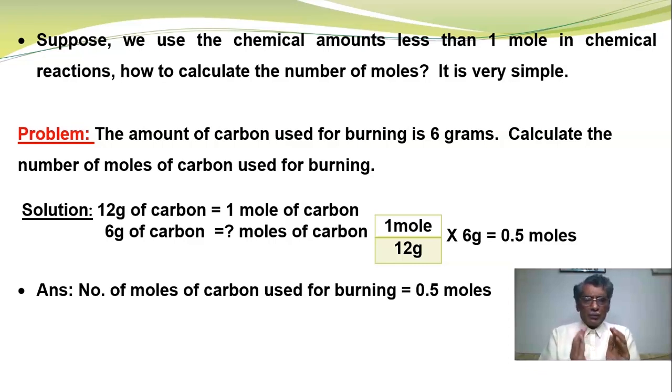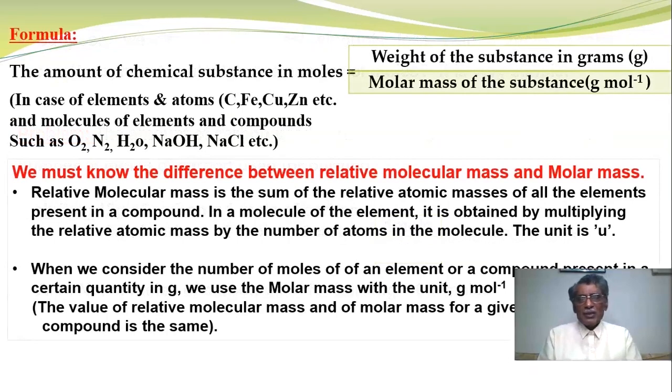For example, the amount of carbon used for burning is 6 grams. Calculate the number of moles of carbon. So 12 grams of carbon is equal to 1 mole of carbon. Therefore 6 grams of carbon, how many moles? Very simple. You can work out. It comes to 0.5 moles.